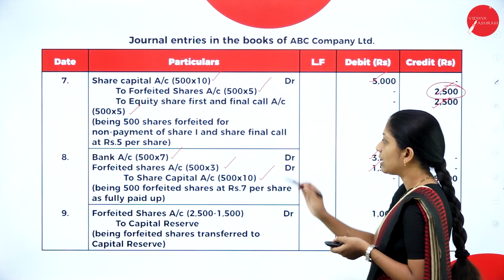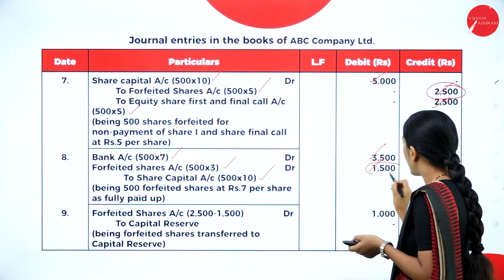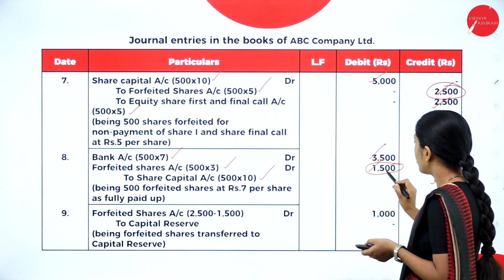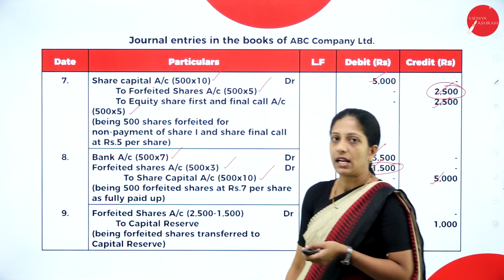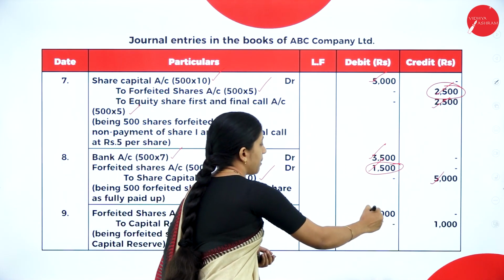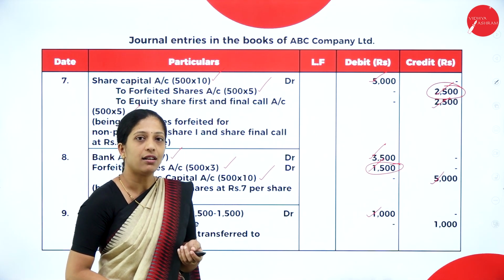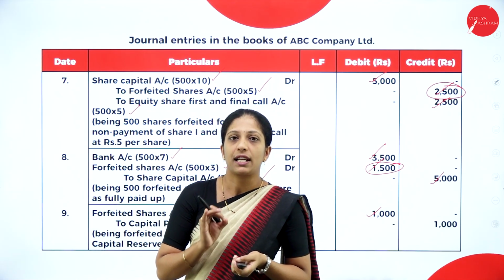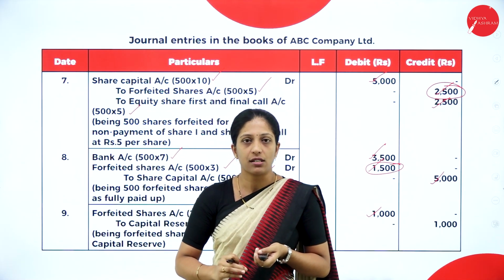2,500 in your 7th entry. Now see your 8th entry, it is 1,500. So 2,500 minus 1,500, it will be 1,000. So this 1,000 excess amount has been transferred to capital reserve. Narration being forfeited shares account transferred to capital reserve.